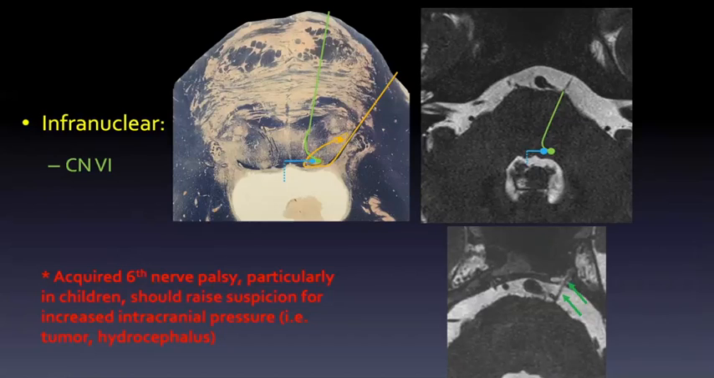The infranuclear course of the 7th cranial nerve also wraps around the 6th nerve nucleus, and thus lesions affecting the 6th nerve nucleus can also present with subtle 7th nerve findings.